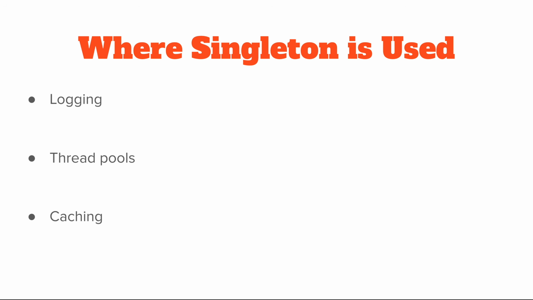For example, logging. If you are working on some application, or if you have seen some code base, logging is used everywhere, right? And it is the perfect use case of a singleton class, where we need its single instance in our application to log the messages, right? Similarly for thread pool and caching, right? We don't need more than one instance of these classes to use these features, right?